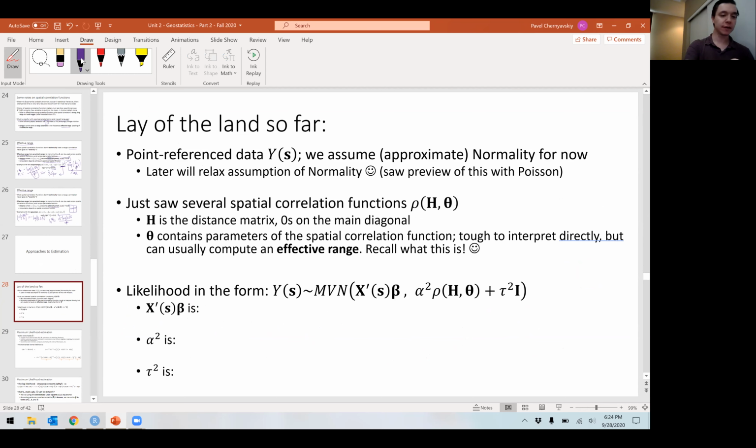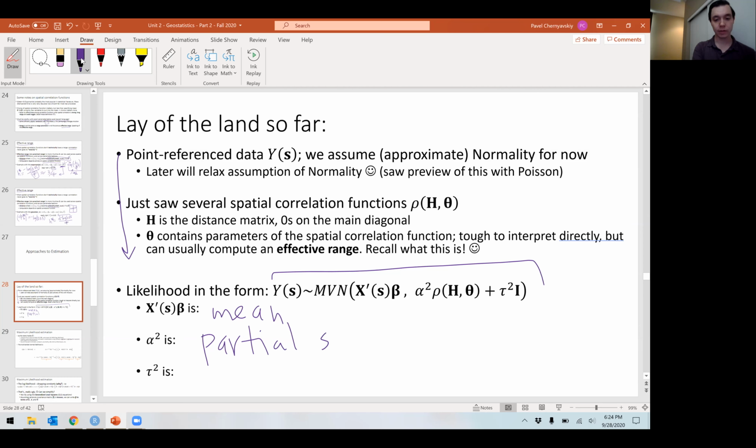Quick review, I've already done a review this section, so I will just let you guys read through that. Here is our likelihood. It is multivariate normal. X prime beta is our mean that is varying in space. Alpha squared is the partial sill. Isn't it cool that we can just use these terms without definition because you guys know what the definitions are? And tau squared is the nugget.